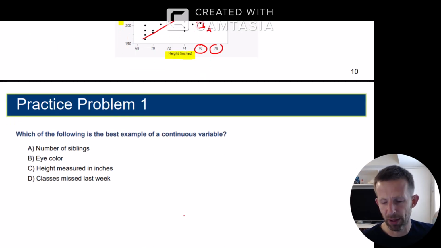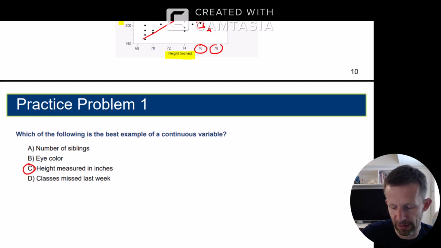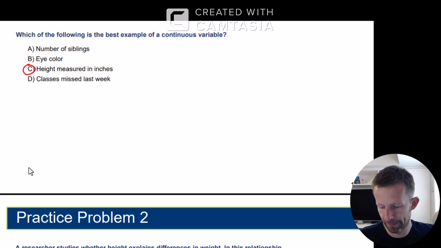Let's do a couple of practice problems. Which of the following is the best example of a continuous variable? Number of siblings, eye color, height measured in inches, classes missed last week. So height measured in inches.